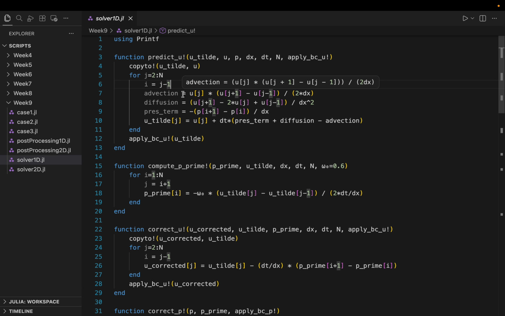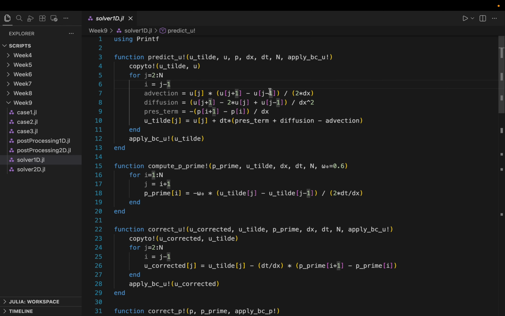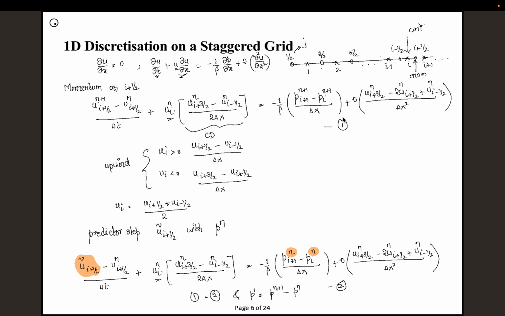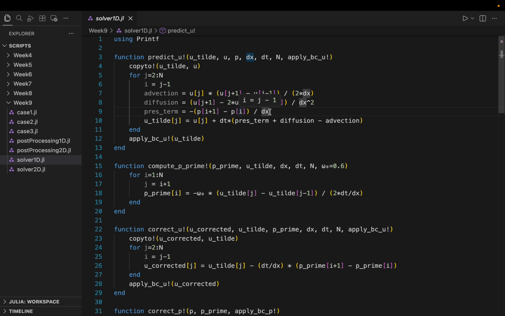So the first term is the advection term. We are using central differencing. So it is u del u by del x as u j plus 1 minus u j minus 1 by 2 delta x. Similarly for the diffusion, again we use central differencing. So this is u j plus 1 minus 2 u j plus u j minus 1 by delta x square. Pressure is again a central differencing scheme, second order accurate, where we are expanding around this point. So around i plus half, it will have east minus west by 2 delta x, that is p i plus 1 minus p i by delta x.